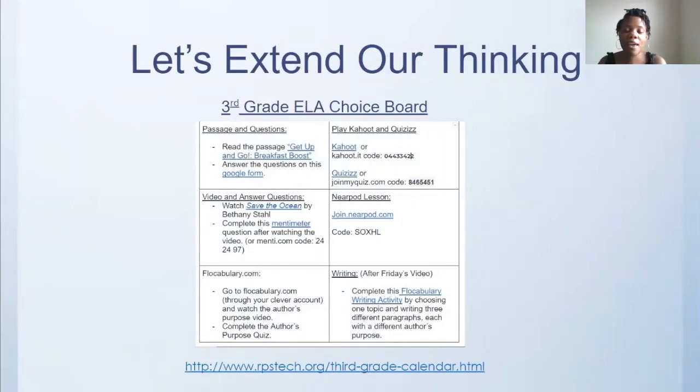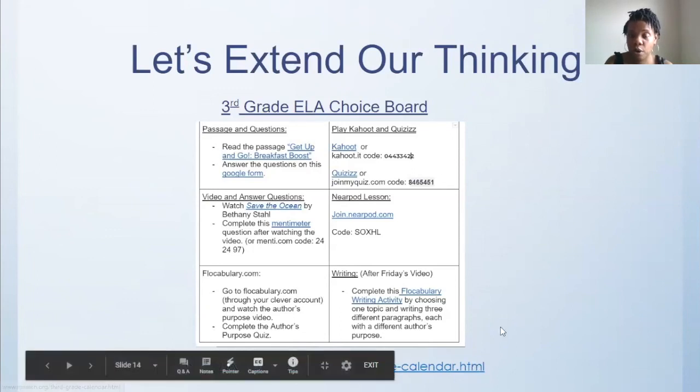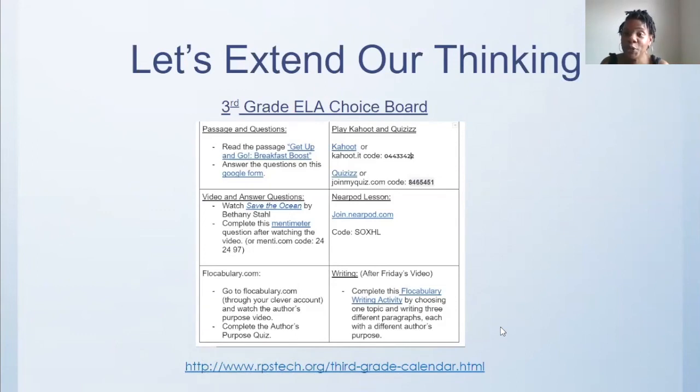Well, you're going to take everything from yesterday and today, and you're going to extend your thinking. You will choose one activity from the third grade ELA choice board. It can be found on the RPS at Home third grade learning page, week 9, or you can type this address into your address bar and use what you know to complete one of the activities.